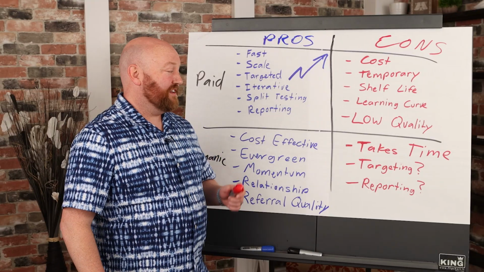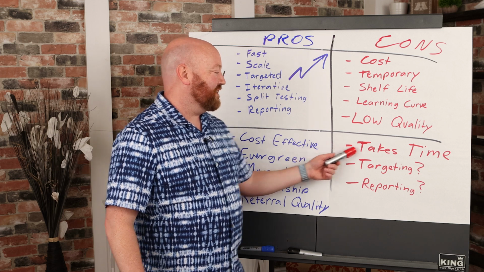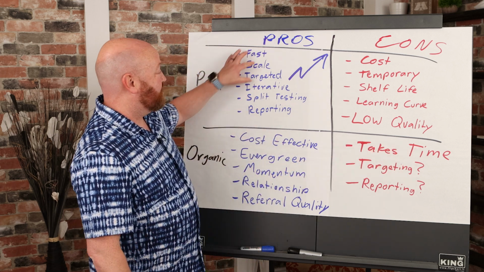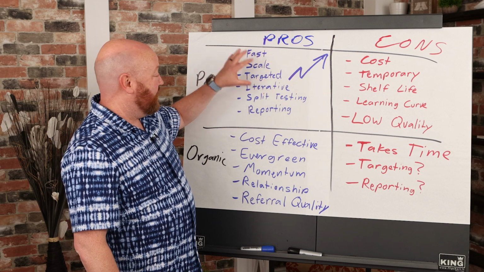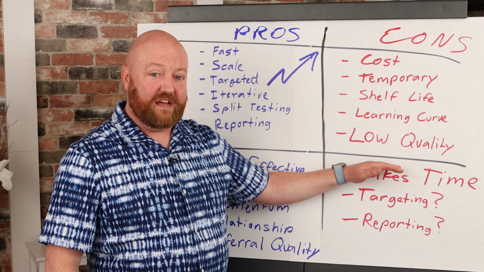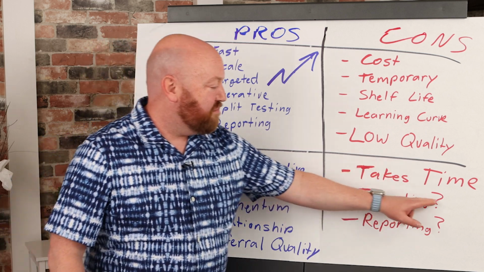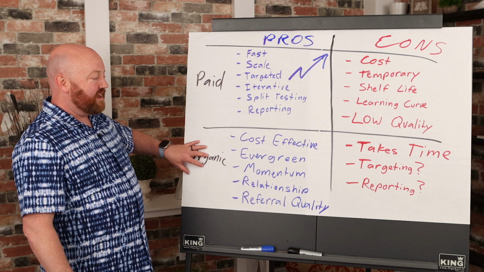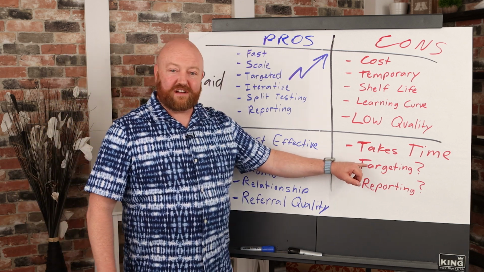So now let's talk about the cons of organic. This is the biggest one. It really takes time. It's slow. So all the advantages of this fast, iterative A/B testing, scaling it up, this does take time, and you've got to have patience with it. These other 2 things I put question marks by because a lot of people would say that a con of organic marketing is that you're not able to target very well.